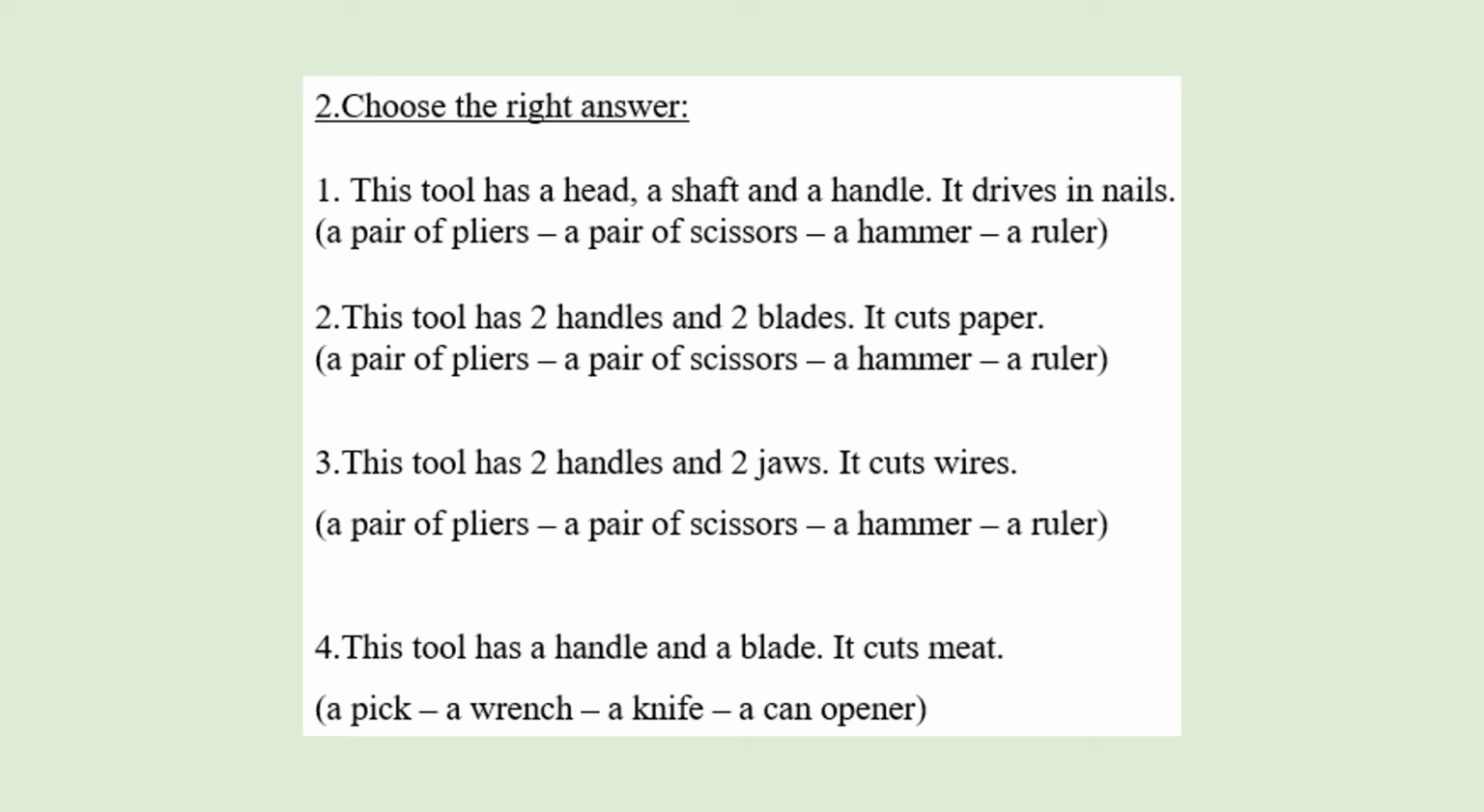This is the function. So which one drives in nails? Has a head, a shaft, and a handle. Very good. We have a pair of pliers, a pair of scissors, a hammer, and a ruler. The answer is a hammer. Number 2, this tool has 2 handles and 2 blades. It cuts paper. We have a pair of pliers, a pair of scissors, a hammer, or a ruler. Which one cuts paper? Of course, a pair of scissors.